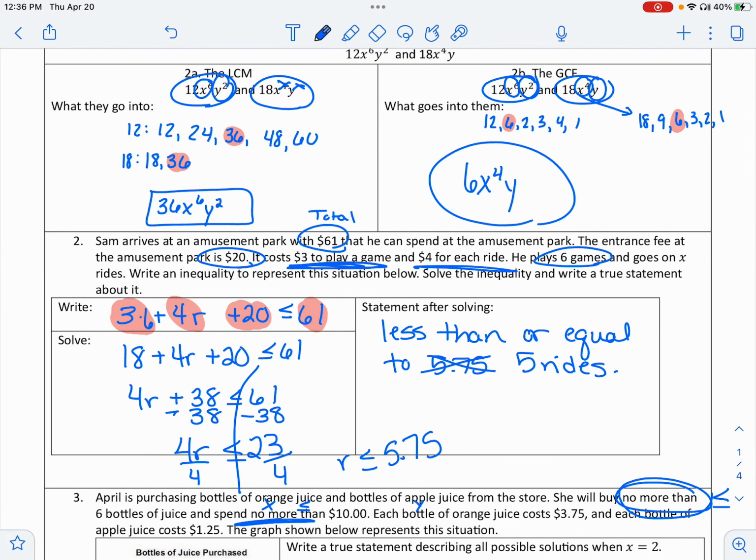The answer was A, at most 5 rides. Okay, so on the answer key, instead of saying less than or equal to 5 rides, they said the same thing. They just wrote at most 5 rides. So that makes sense. It's the same phrase as what we wrote.